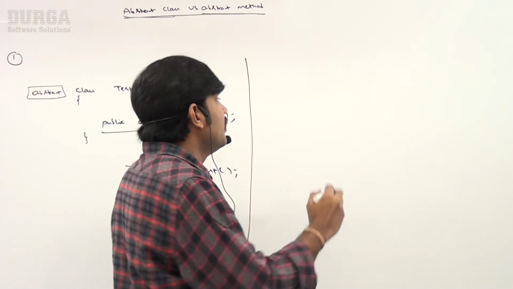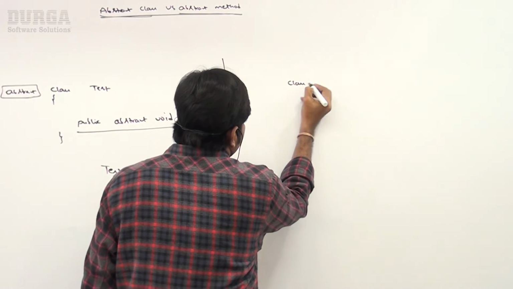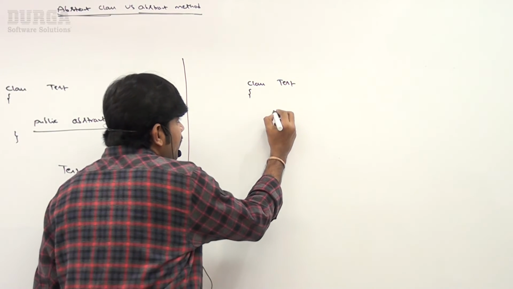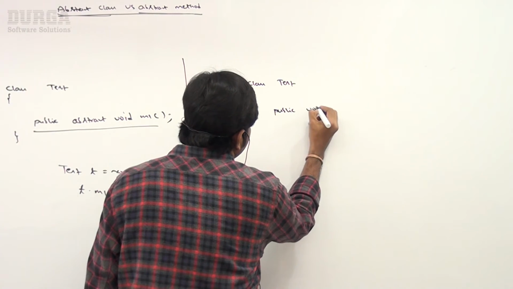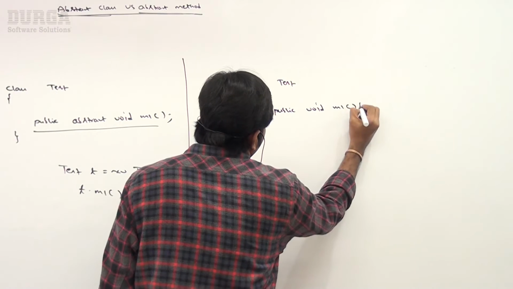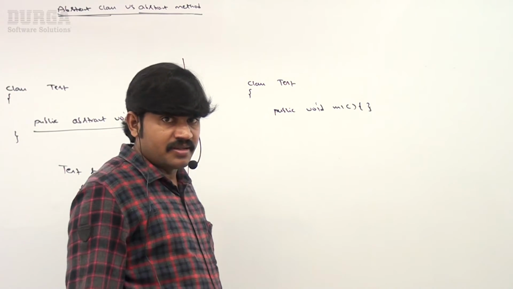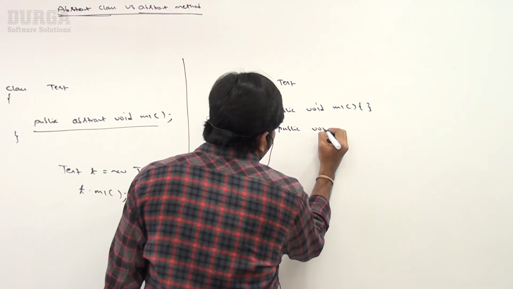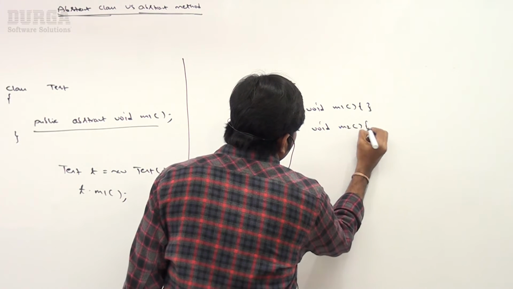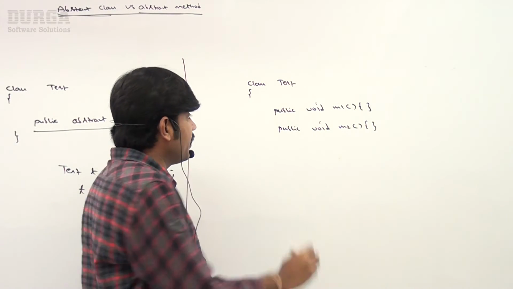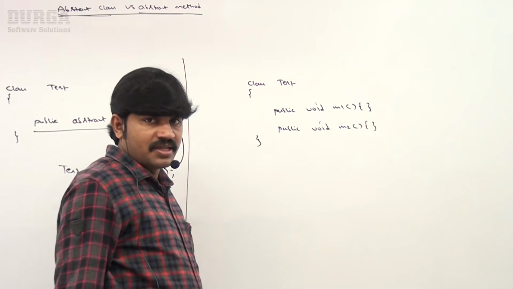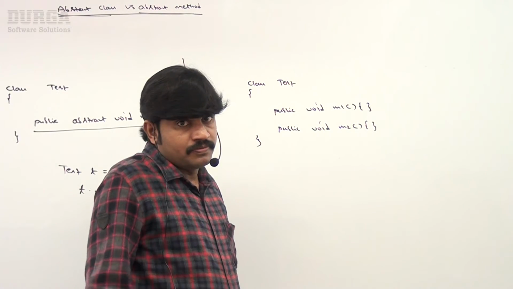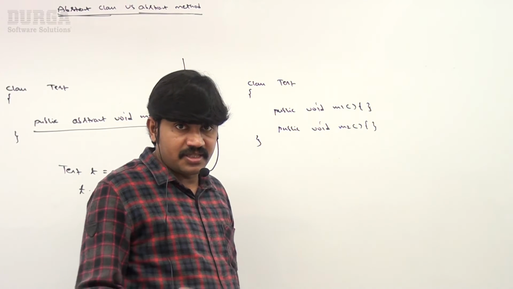Best example, sir, I'm taking class Test. Have a look once. Class Test: public void m1, it is not an abstract method, it has a body. Public void m2, this also has a body. Now can you please tell, does this class contain any abstract method? No abstract method. Happily, the implementation is there.